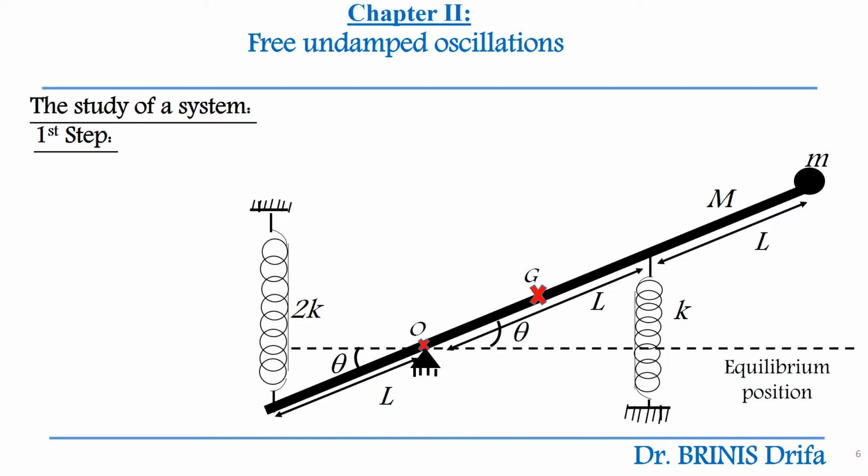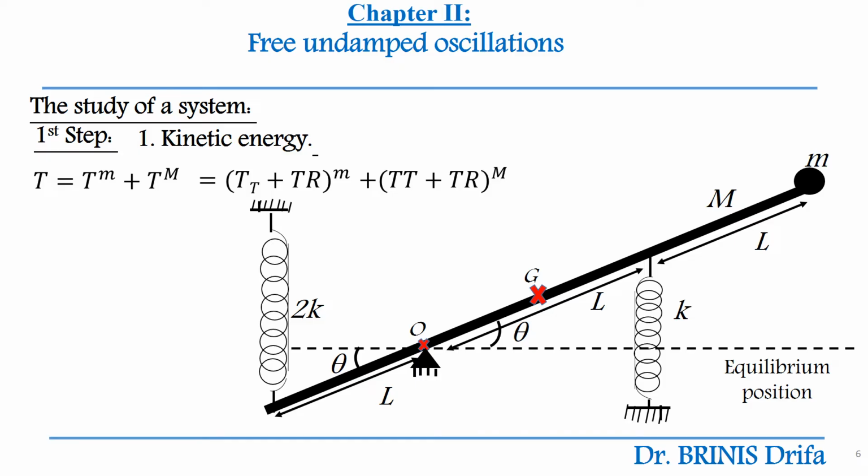Let's go with the first step, which is kinetic energy. First of all, for kinetic energy, we have to count the number of masses. We have two masses, hence two kinetic energies, Tm plus T capital M. And each kinetic energy can have, in general, two types of kinetic energy, translational plus rotational. Now, the small m has no dimension. When we have a mass without dimension, it is forbidden to speak about rotational energy.